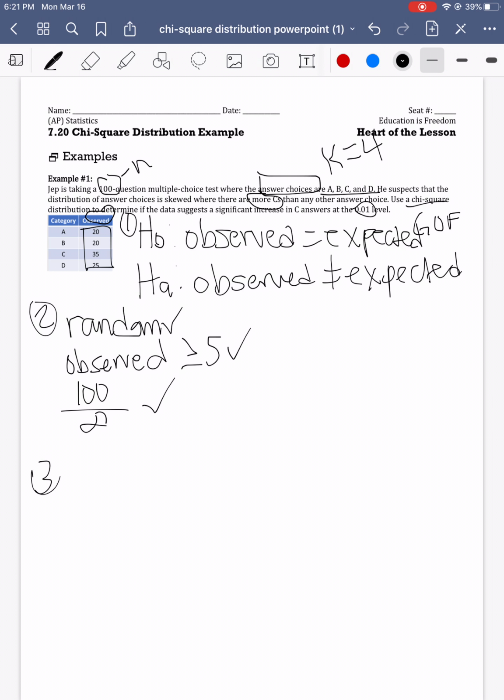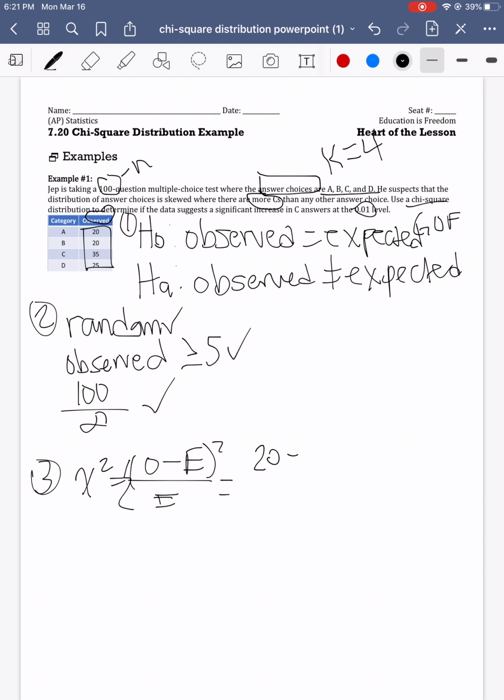Our third step we know is to calculate the test statistic. So we have chi-square is equal to the observed minus the expected over the expected, and that numerator is squared, just the numerator. So here I need to do this, and this is a summation, so I need to do this for every single answer choice. So the observed for A is 20 minus, and then our expected.